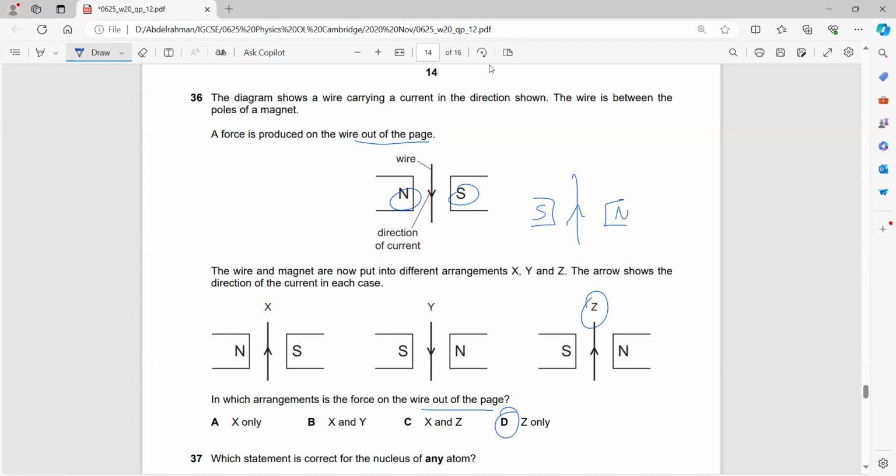In X, it would be inwards. Why? Because you only change the current, so X would be wrong because it would be into the page. Y would also be into the page. Why? Because you only changed the magnetic field.